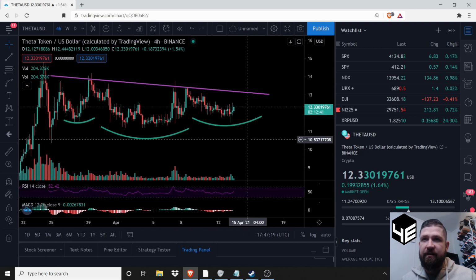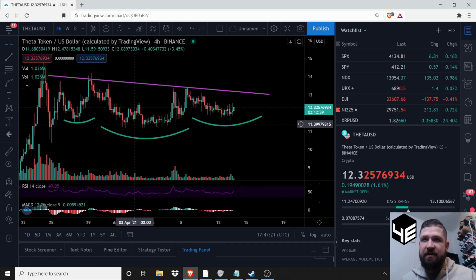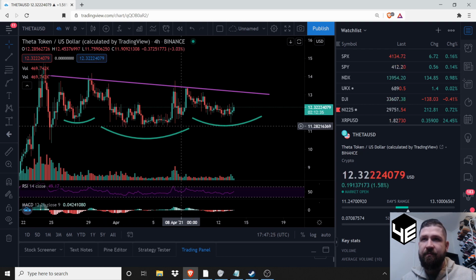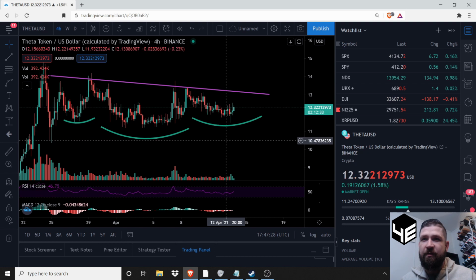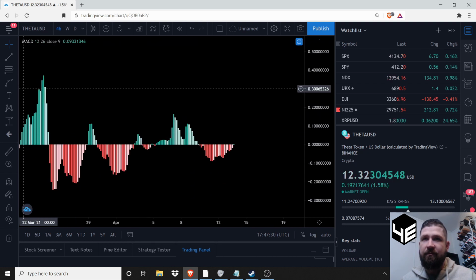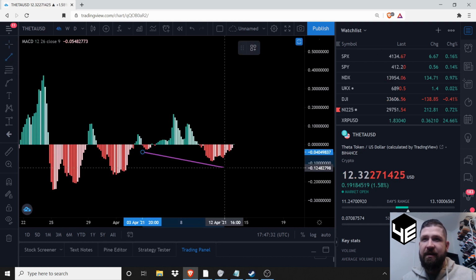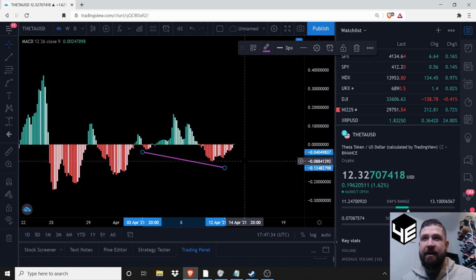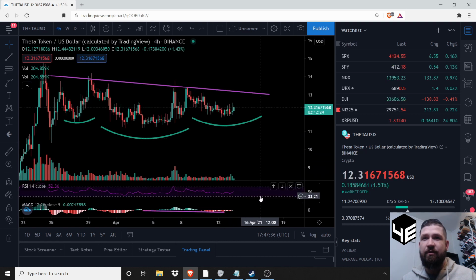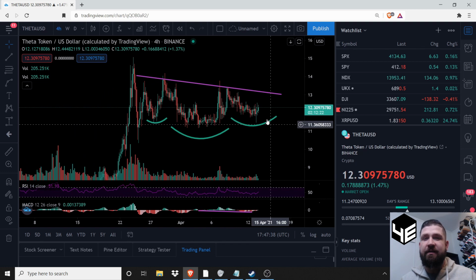If we zoom in here, we have our first low right here at about $11.30. We have a second low, but look at what the MACD is doing. Even though we're making a higher low, it's making more negative momentum. That's what you call hidden bullish divergence. And that's a pretty good indicator that we're about to have a big move coming up.